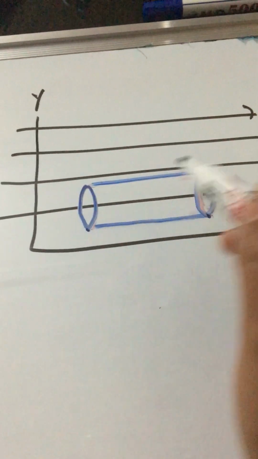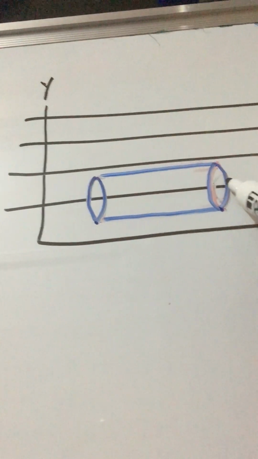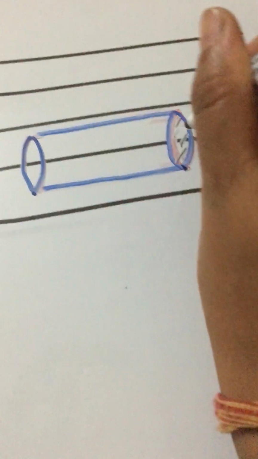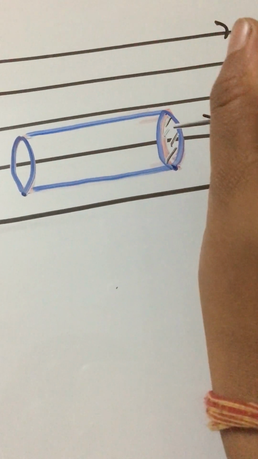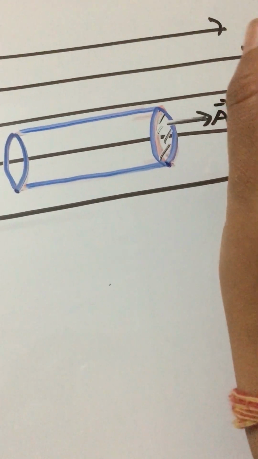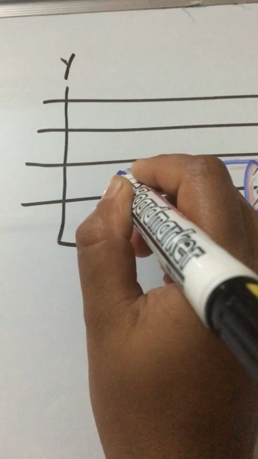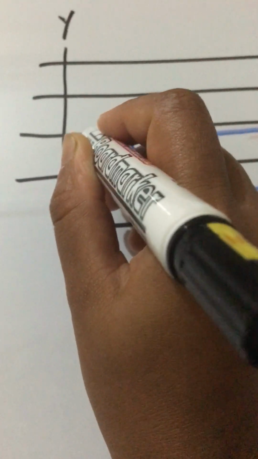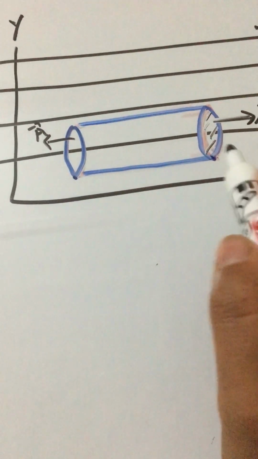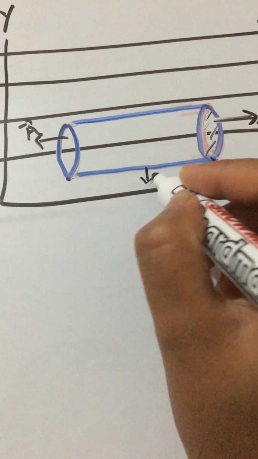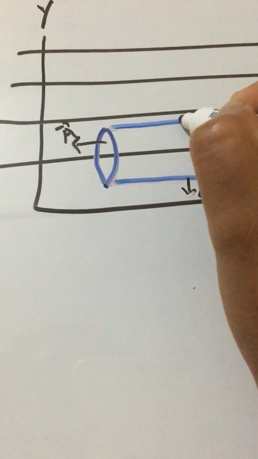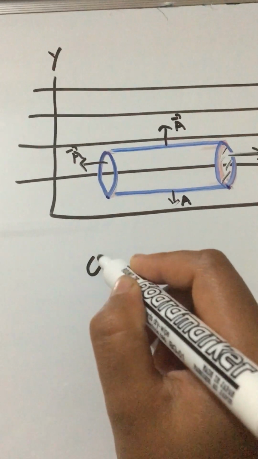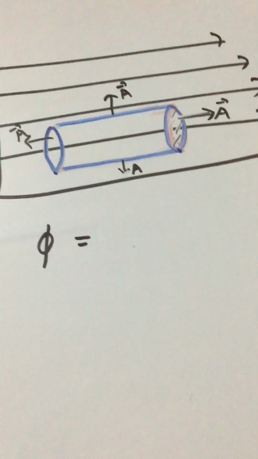Now, it comprises two areas. One is the cap area. What is the direction of the area vector at the cap? Outward, right? And on the lateral side, what is the direction of the area vector? This is the one, right? Then the flux through the cylinder will be what, students?